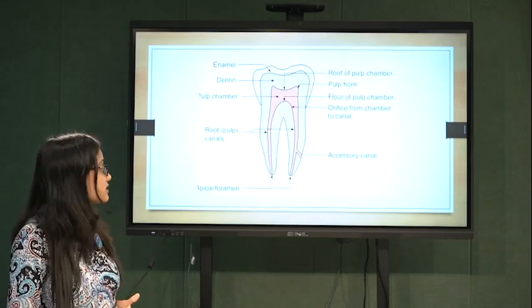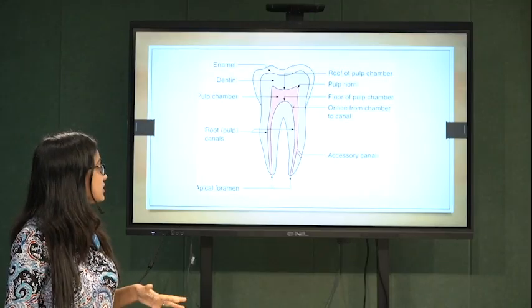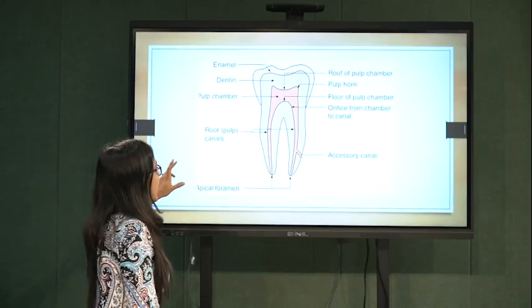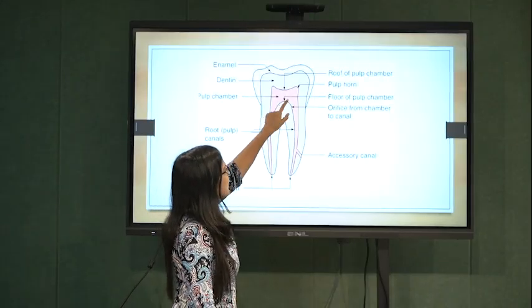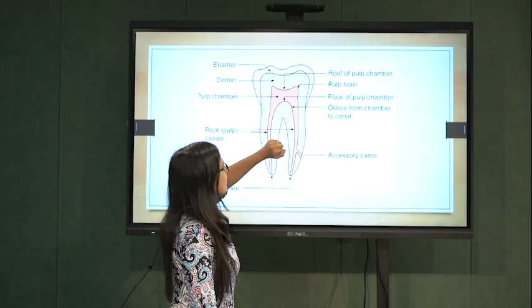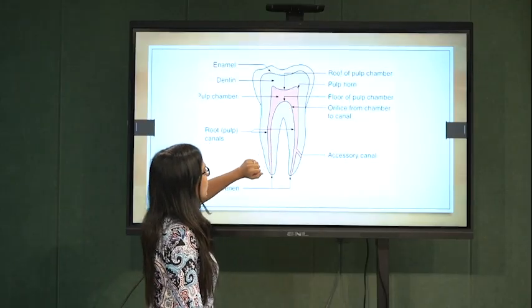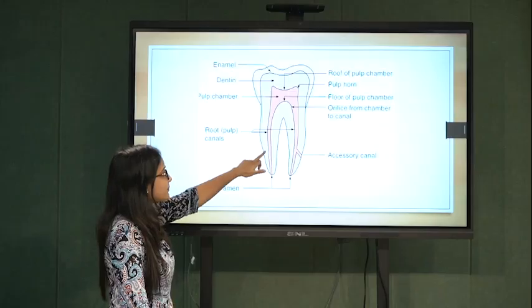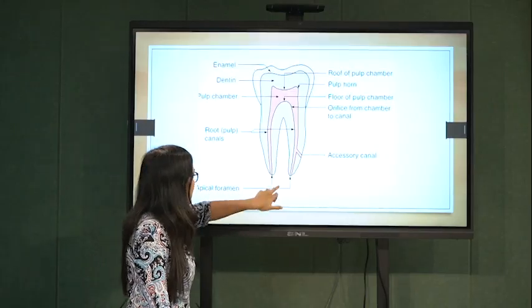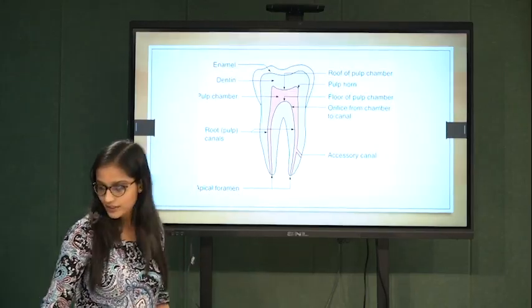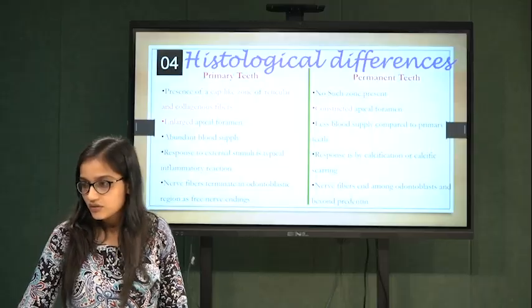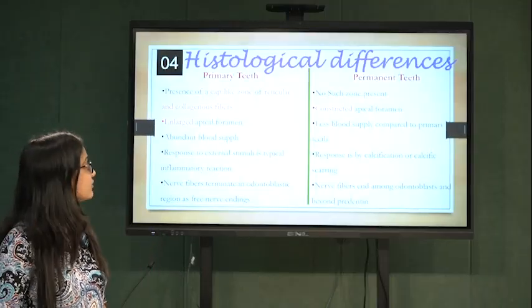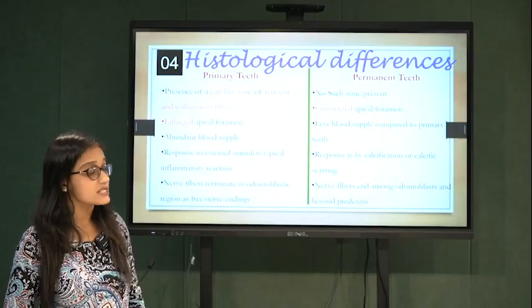So this is the picture of the tooth in which we can see the enamel and the dentinal thickness, pulp horn, roof of the pulp chamber, floor of the pulp chamber, orifices, root and the pulp canals, accessory canals and the apical foramen. Okay. So now in the primary teeth, we'll go ahead with the histological differences.